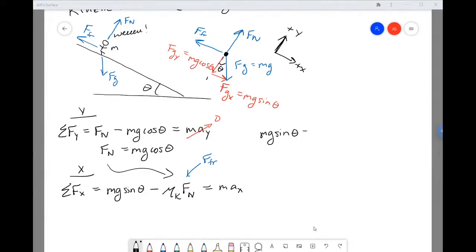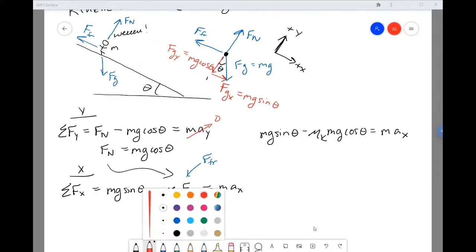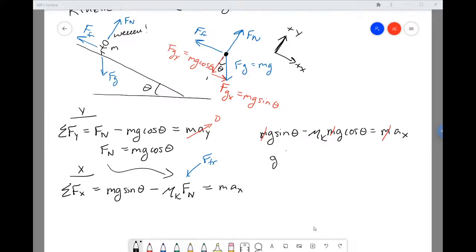mg sine theta minus mu_k mg cosine theta equals m a_x. And just like before, every one of these terms has an m in it, which cancels. And on the left-hand side, I can factor out a g. So I get this equation that looks like this.